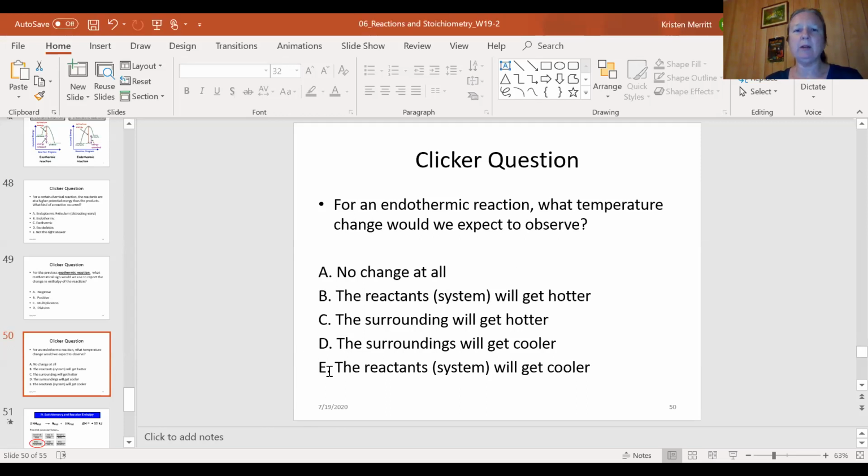So what happens in endo is the surroundings get cooler because the energy goes into the system, but it's going into there to make new, higher energy bonds. And so that's why the system doesn't get hotter, because the energy goes there for a different purpose. So the surroundings will get cooler in endothermic.